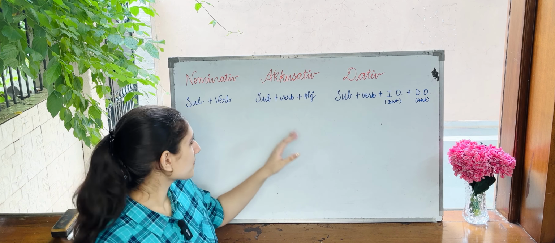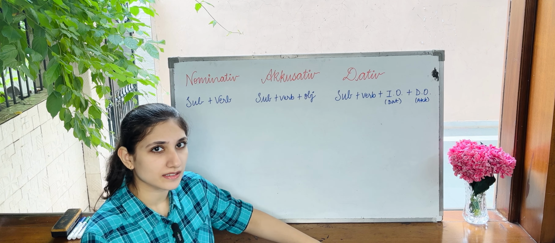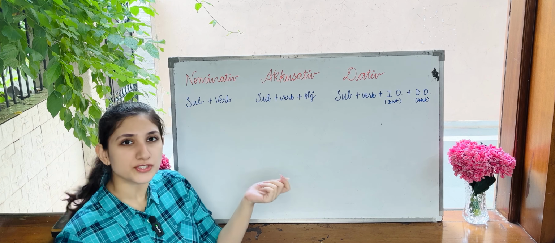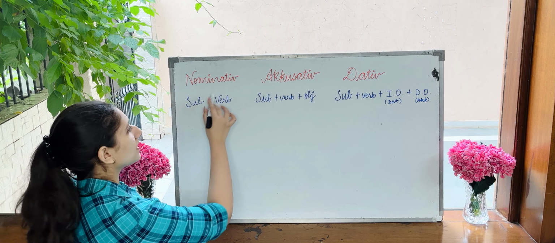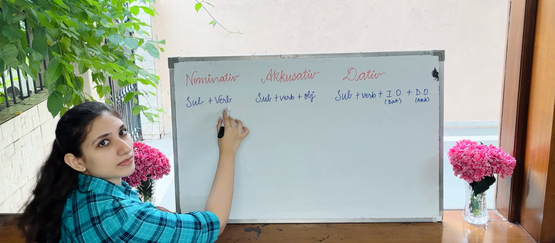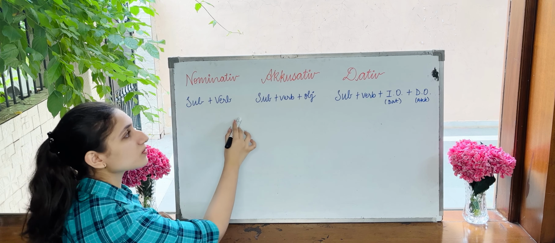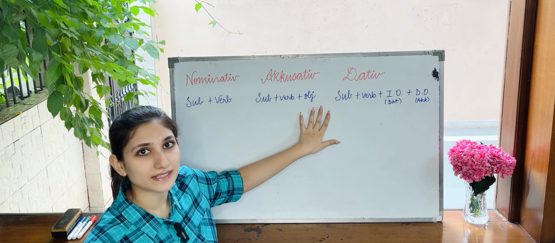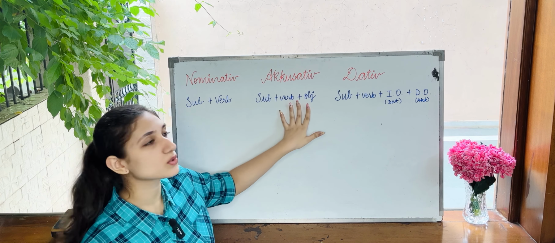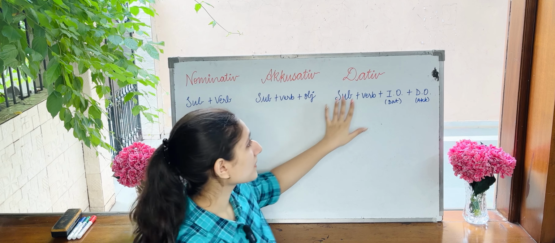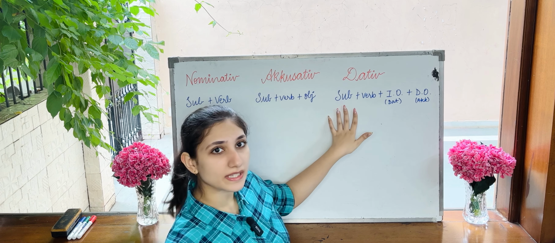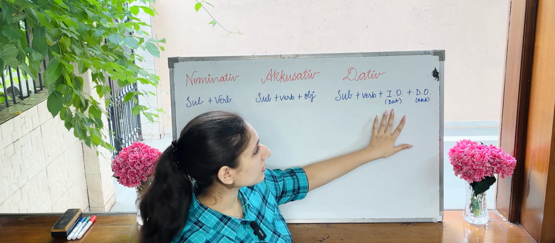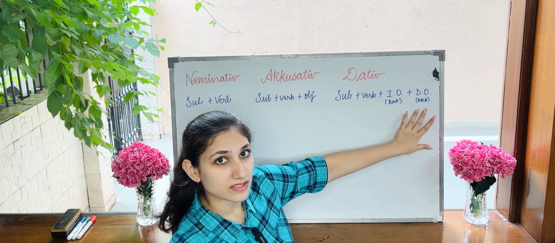Let's start. Before I teach you in detail, just have a look at the rules and see if you can differentiate them. Nominative is subject plus verb. Accusative is subject plus verb plus object. Dative is subject plus verb plus indirect object plus direct object.